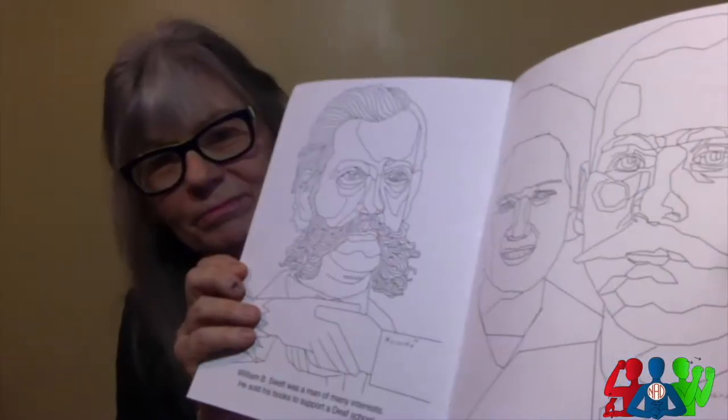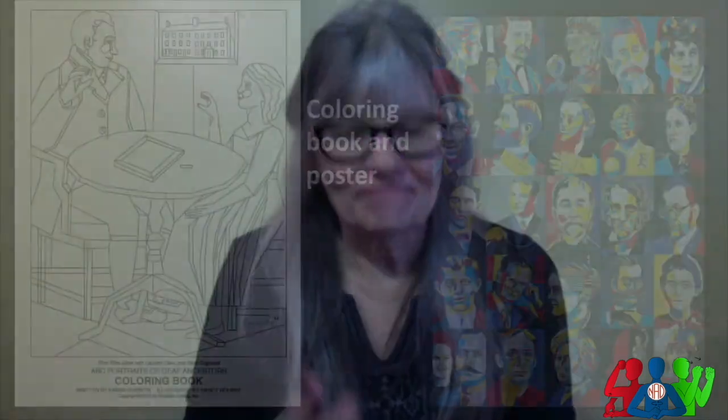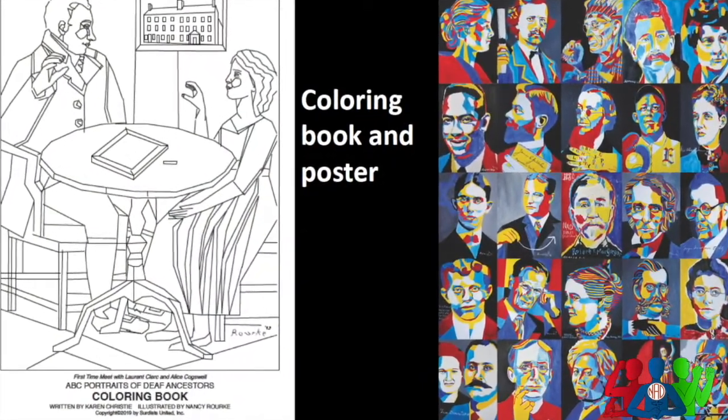Here we're showing you some other materials or activities that teachers can use. If you get the book for your classroom, you may also want to get the coloring book version. We also have a large poster. This contains all of the portraits of our deaf ancestors on it, from A to Z. Your students can point to different portraits and tell you who each of them is as a learning experiment.